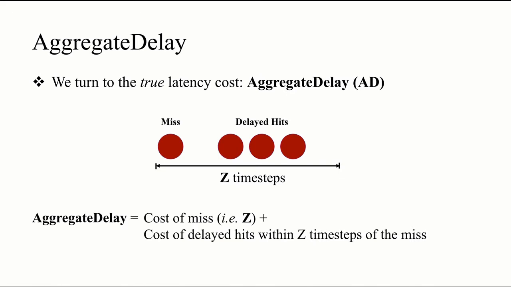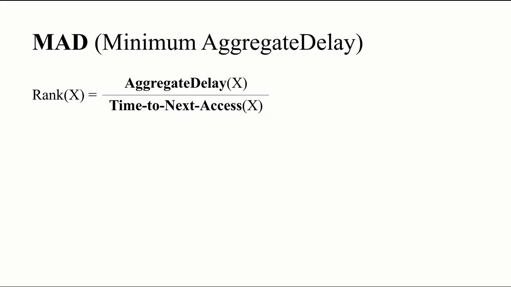Aggregate delay is precisely this. It's the cost of the miss, which is exactly Z, plus the cost of delayed hits within Z time steps of the miss. And this depends on the characteristic burstiness of each object. Based on this insight, we designed an offline ranking function. We compute an object's rank as the ratio of its aggregate delay, as defined earlier, to the time until it's accessed again. There's just one final snag.